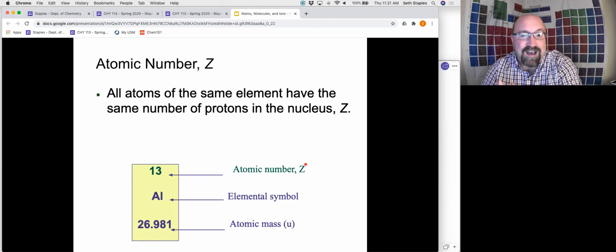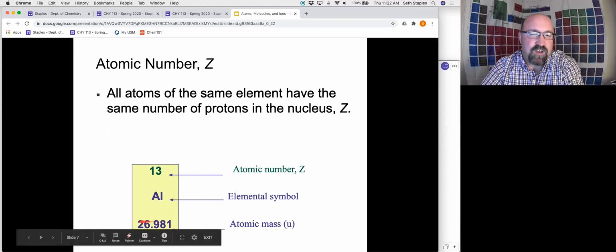So we have to define a couple of key terms here. The first is what we call atomic number, or Z. The atomic number is equal to the number of protons in the nucleus. This is the absolute defining aspect of a type of atom. And so we see an example here of aluminum. We'll worry about this atomic mass down here in a few minutes. Don't worry about that now. For now, let's focus right here on the atomic number.